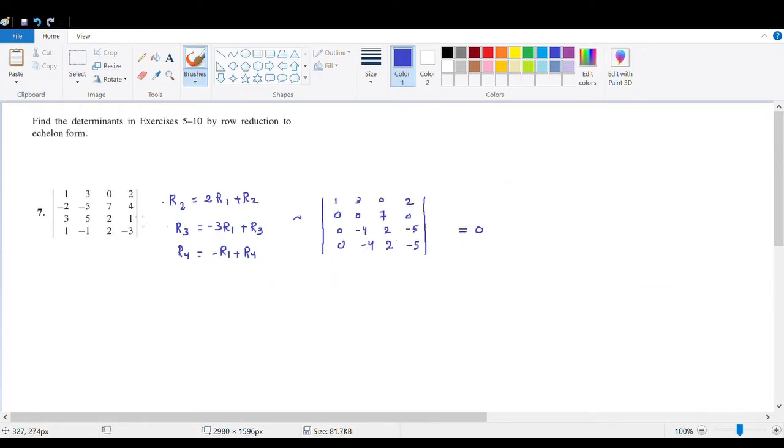In 7, also we do row operation. Here 3 row operations, none of them will change the determinant. We get this matrix. Now since we have two similar rows, that means the rows are linearly dependent. So this matrix is not invertible and the determinant will be equal to 0 directly.